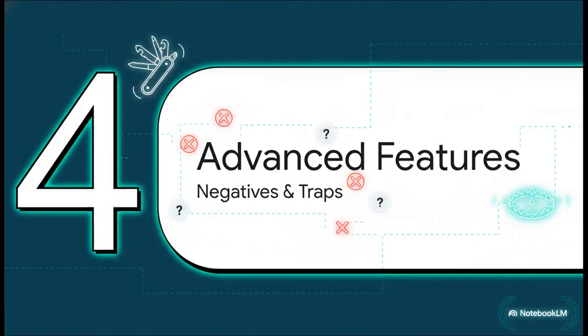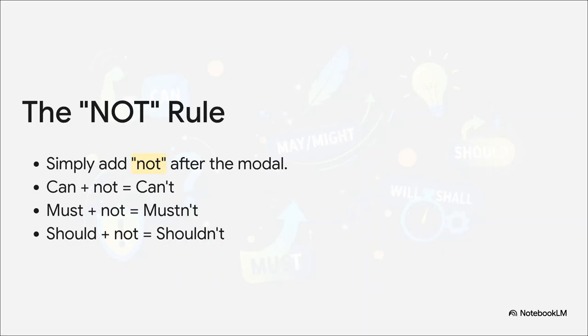Okay, you've mastered the basics. You are doing great. Now let's just add a few quick upgrades to your toolkit. We'll see how to make negatives and questions, and I'll show you one very common trap you really need to avoid. Seriously, making a modal negative is maybe the easiest thing ever. You literally just add the word not right after it. And, you know, when we're actually speaking, we almost always smush them together into contractions. So you get can't, mustn't, and shouldn't. Clean, simple, and efficient.